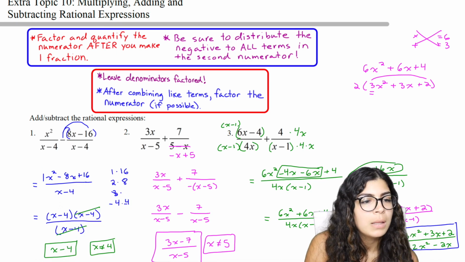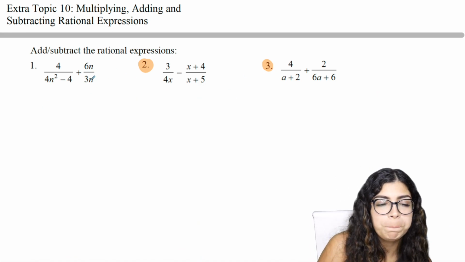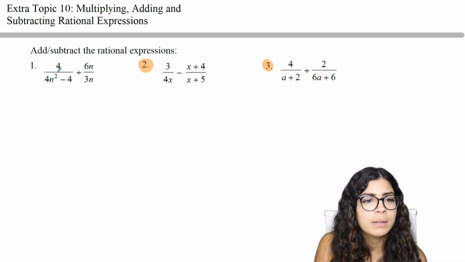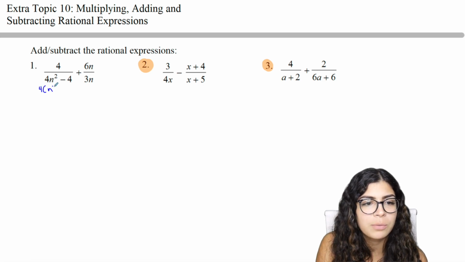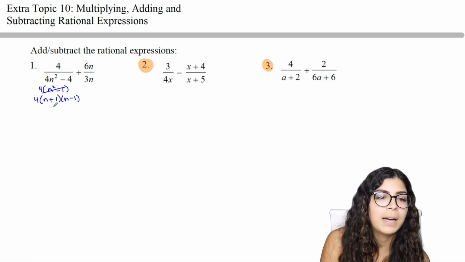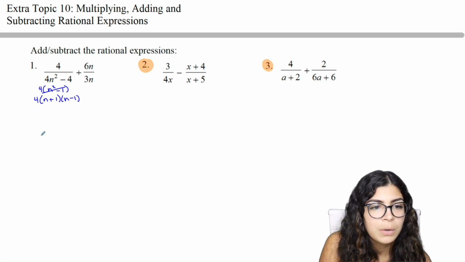Okay, let's go ahead and try one more, and then you can try 2 and 3 on your own. So here we have 4n squared minus 4. Now I could factor out the GCF of 4. That gives me n squared minus 1. And n squared minus 1 would factor to n plus 1 times n minus 1. So this denominator completely factored would be 4 times n plus 1 times n minus 1, right?